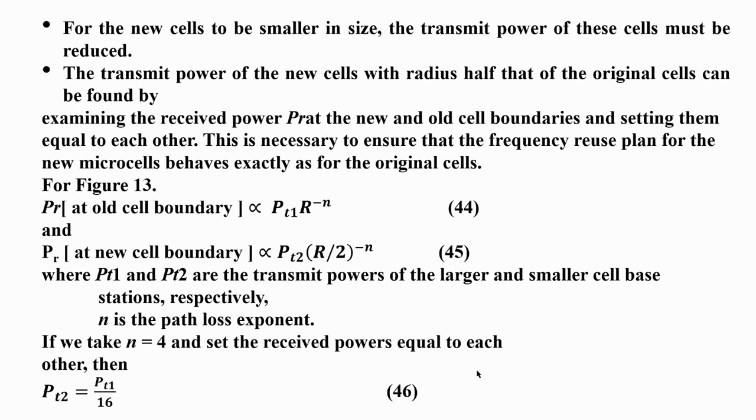Now we divide the cell into smaller micro cells. The power PT2 is proportional to R divided by 2, the whole to the power minus n. Here PT1 and PT2 are the transmitted powers: PT1 before the cell is split, and PT2 after the cell is split into micro cells. n is the path loss exponent. The transmitted power after splitting is PT2 equals PT1 divided by 16. That much power is reduced when we split the cell into smaller cells.